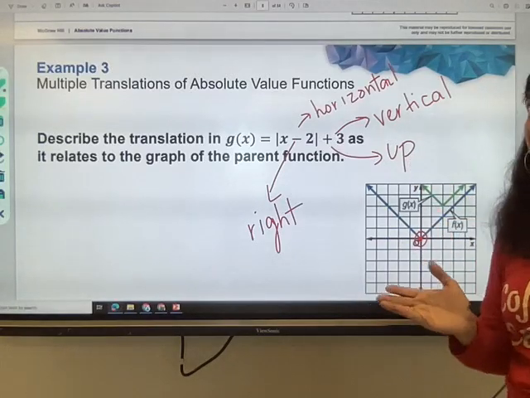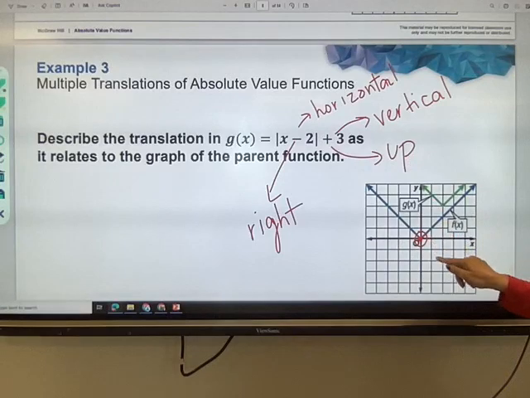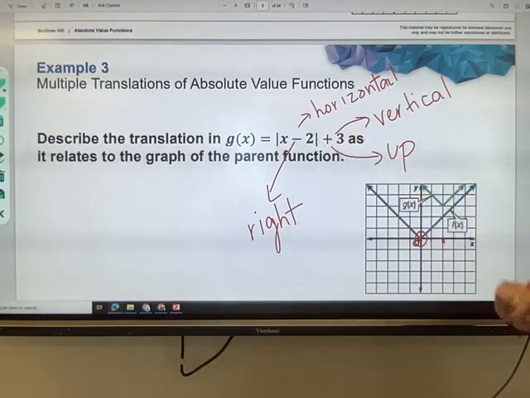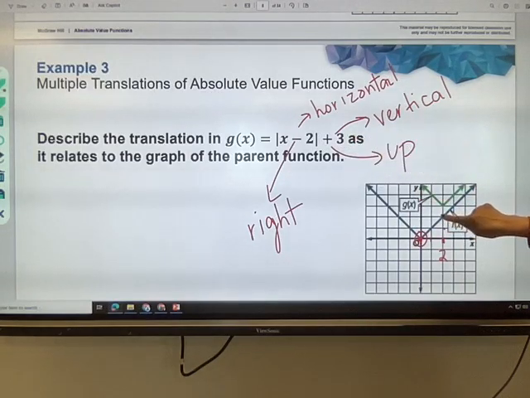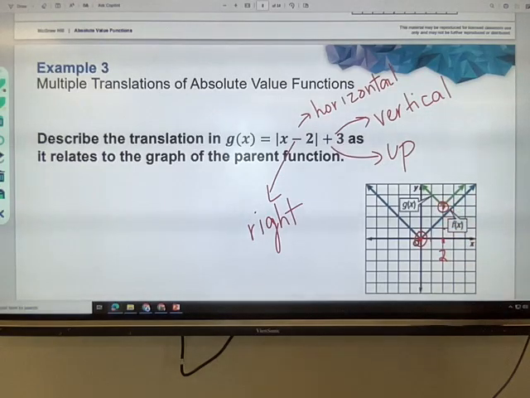So now let's do that. We are going to shift from 0, 1, 2, and that's how much we said to the right. So this is 2, right? And then it says we are moving up 3. So 1, 2, 3. So look, here is my new vertex.